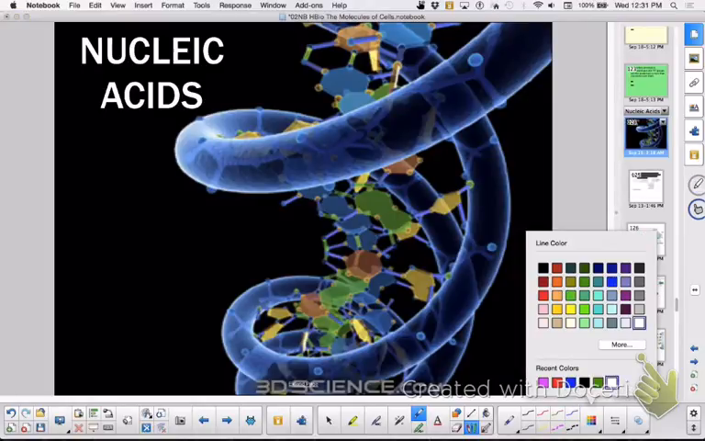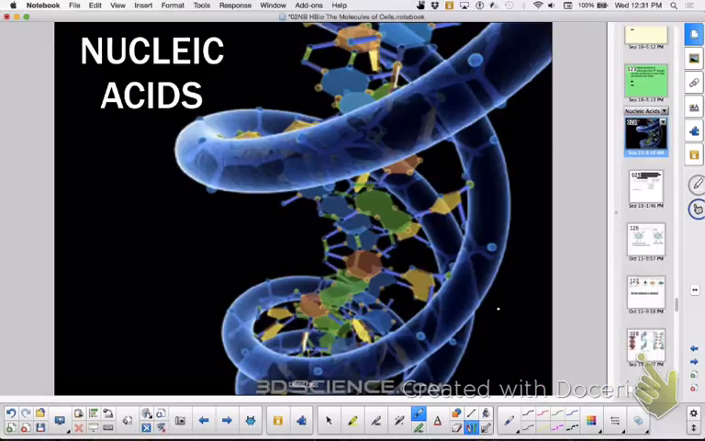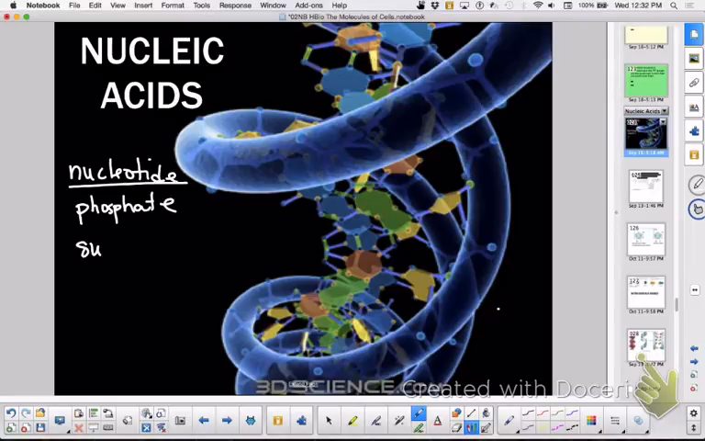Nucleotides. Okay, a nucleotide. And what is a nucleotide? What three things do you have for a nucleotide? Phosphate group. Phosphate. What else? Sugar and nitrogenous base. Good. Then we talked about differences between DNA and RNA.